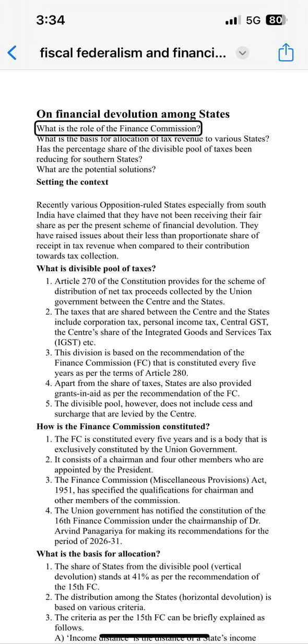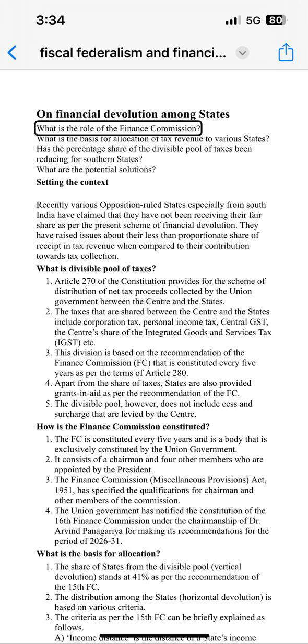Here, what is the divisible pool of tax? What is the divisible pool of tax revenue? Dear students, there are certain taxes collected by the central government and certain taxes collected by the state governments. But the taxes collected by the central government are supposed to be shared between the center and the states. What are all the taxes to be collected and shared by the center with their state counterparts?